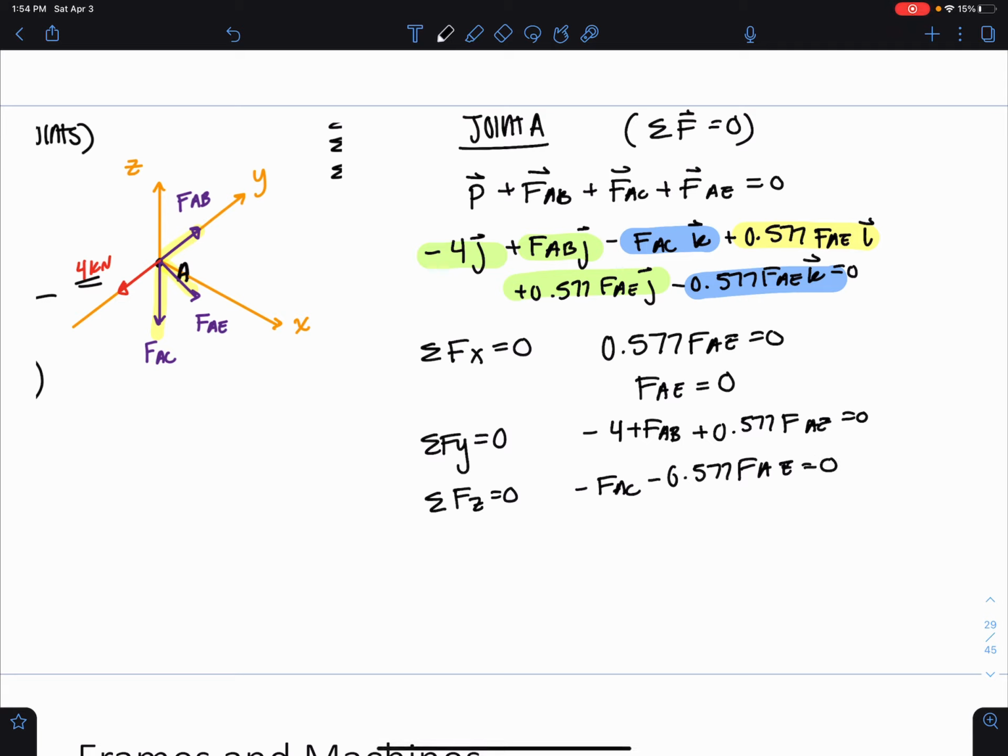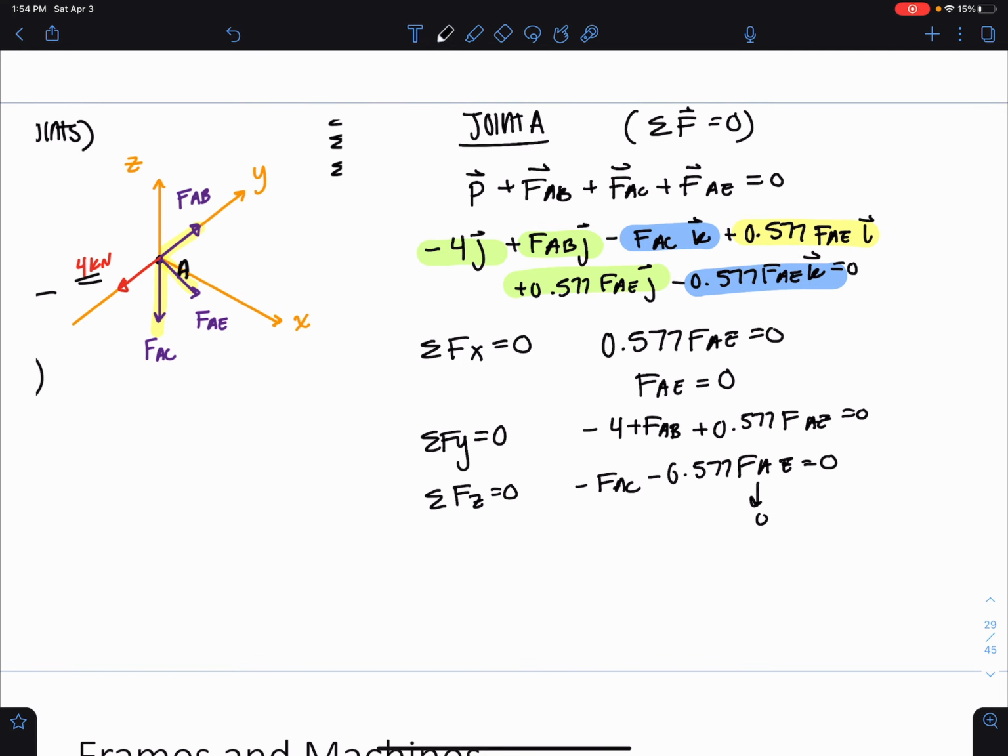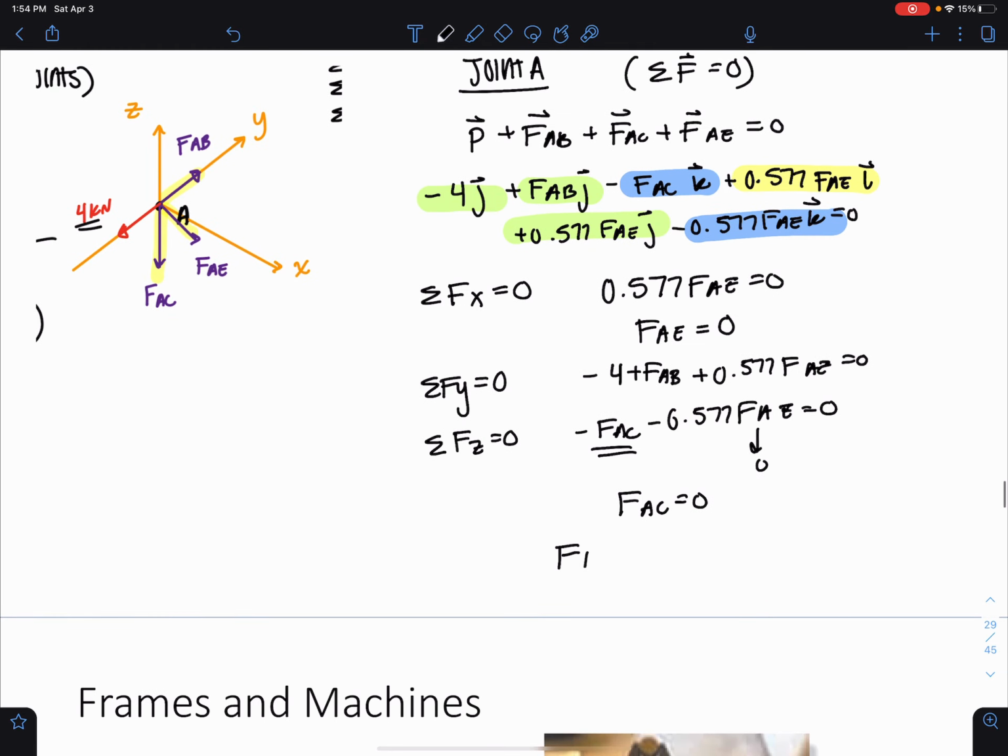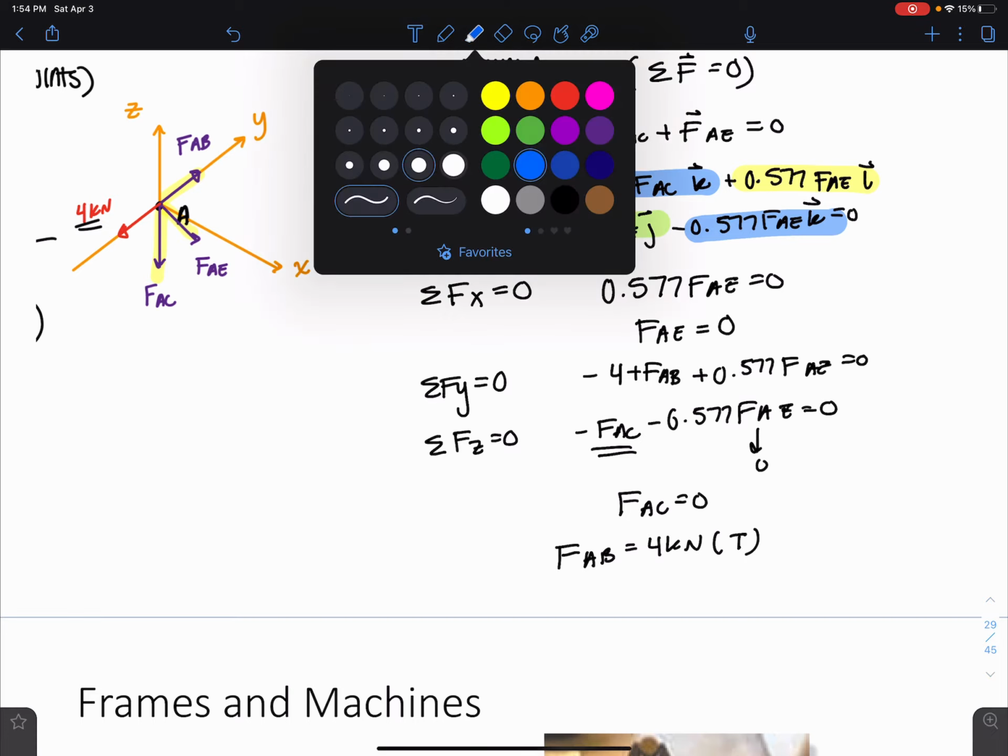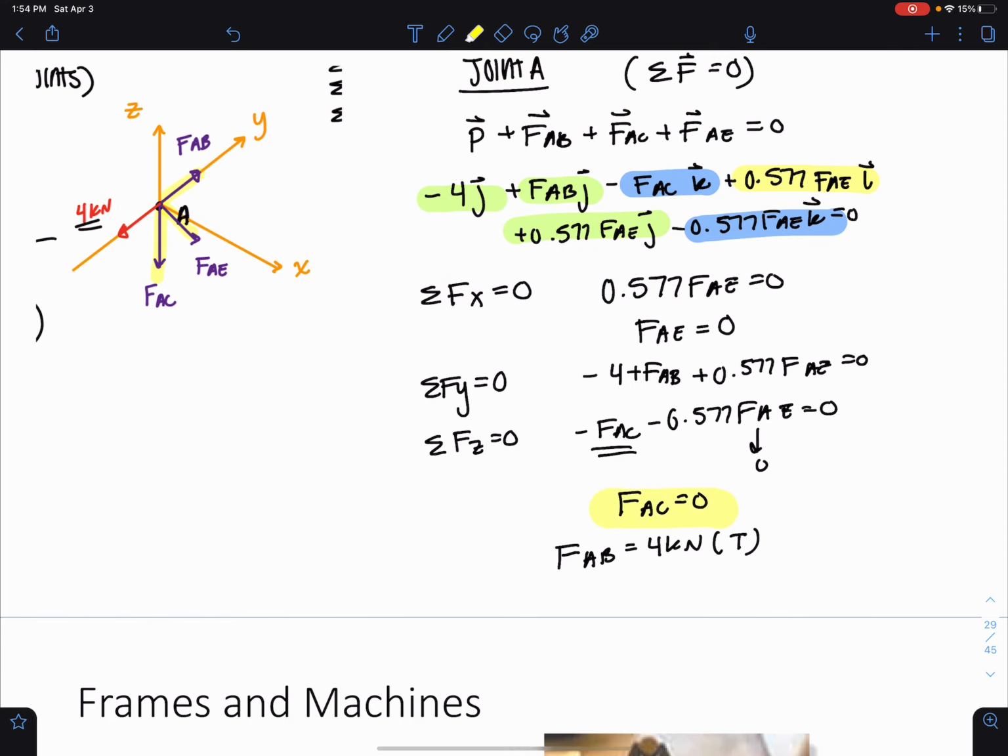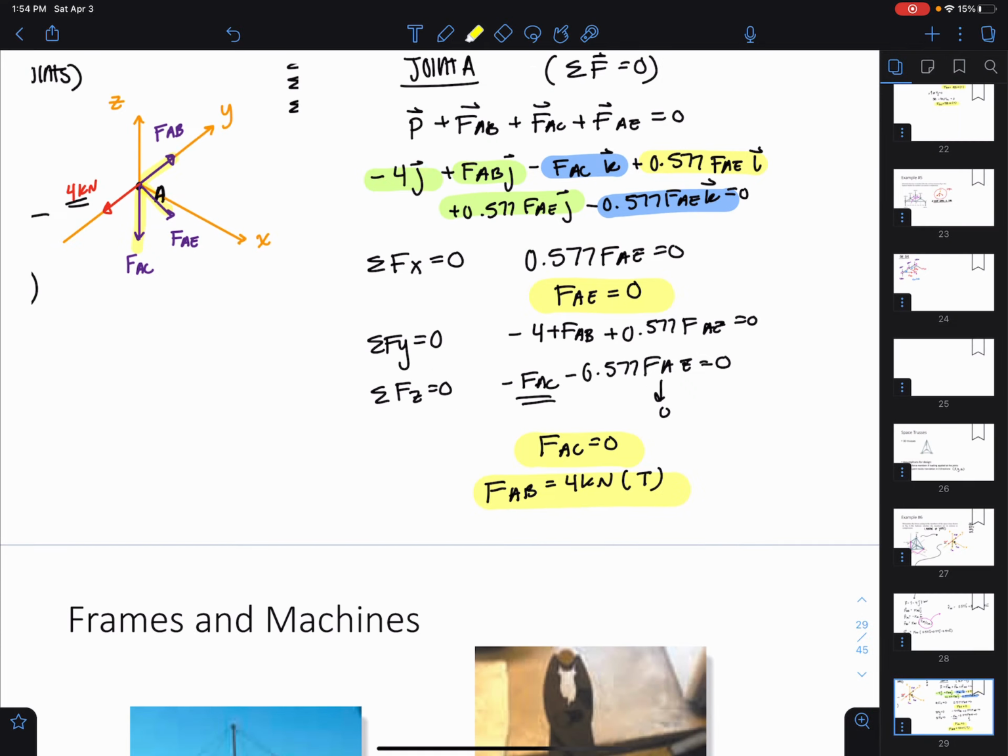And I know that FAE is 0, so if I plug in a 0 here, I end up getting FAC is 0. So I also can solve for FAC is equal to 0. And then if I plug this back in, I get FAB is equal to 4 kilonewtons, and this is positive, so it's in tension. And these are my final answers for joint A. I ran out of room here, so let me add a page. This is 28.